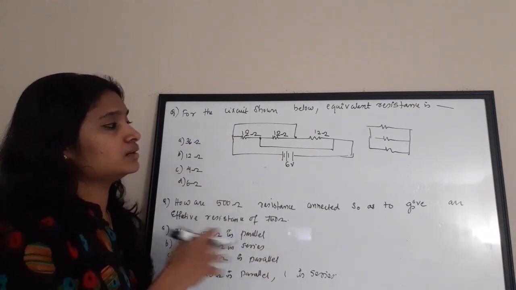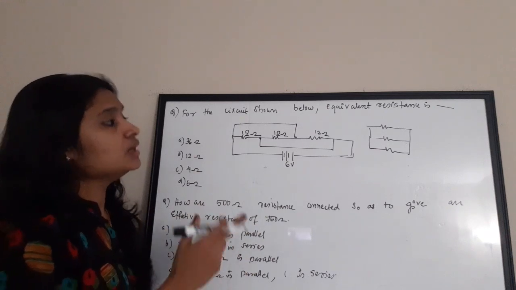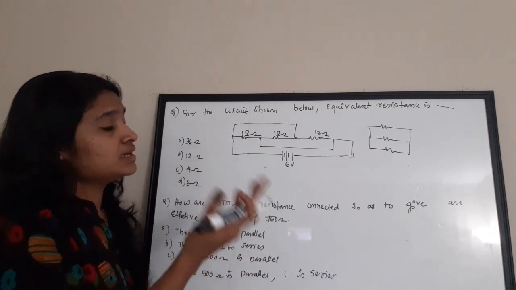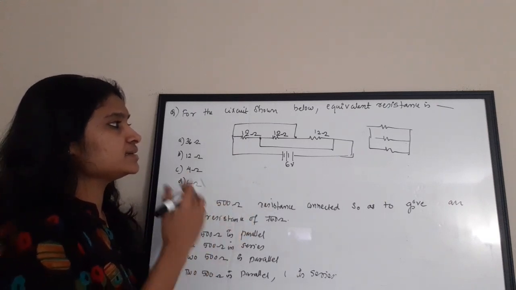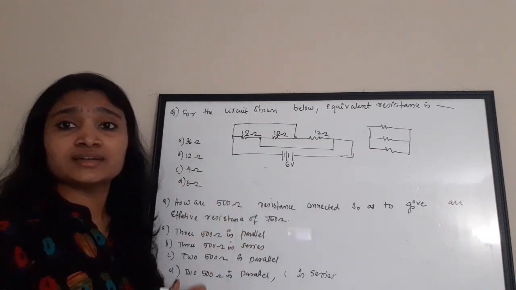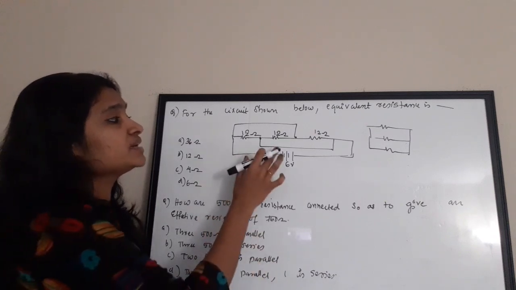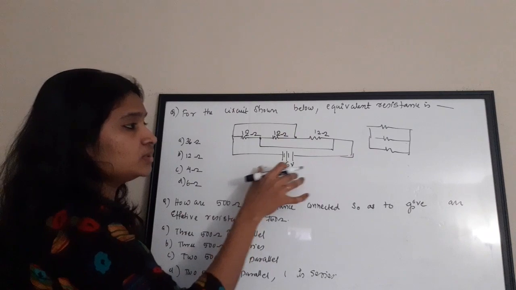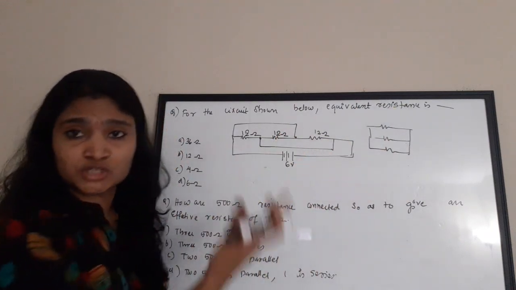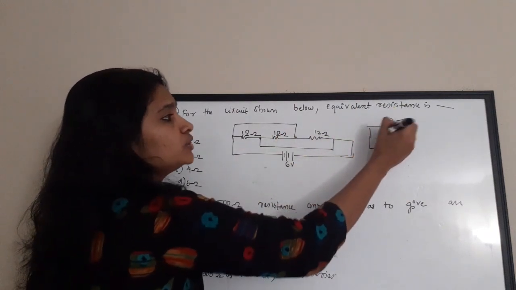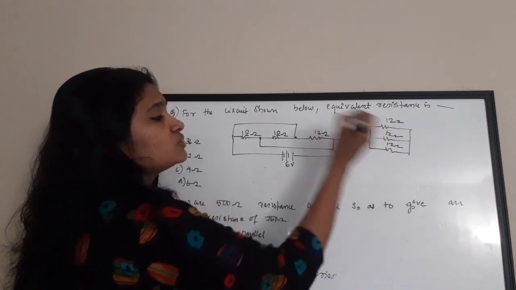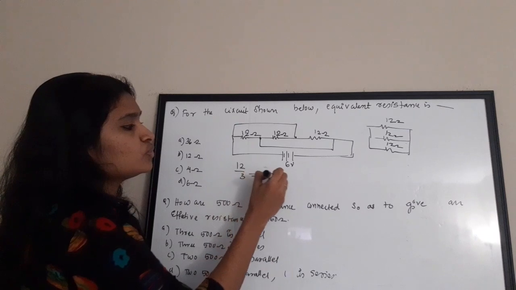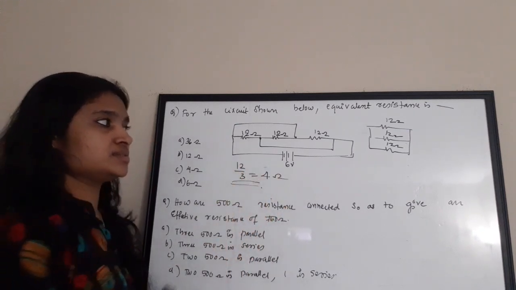So don't confuse the connection as series. If you see such a question, there are chances that you can write the answer as 12 plus 12 plus 12, which is equal to 36. No, it is not 36, because if you pull this wire and this wire down, you will get a parallel connection of 12 ohm, 12 ohm and 12 ohm. So what is the equivalent resistance? It is equal to 12 by 3, which is equal to 4 ohm, is your equivalent resistance.